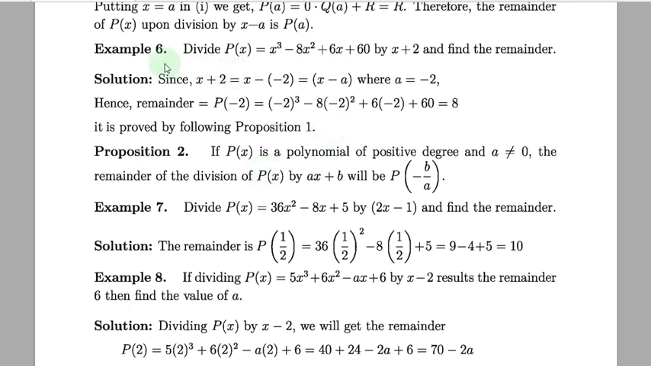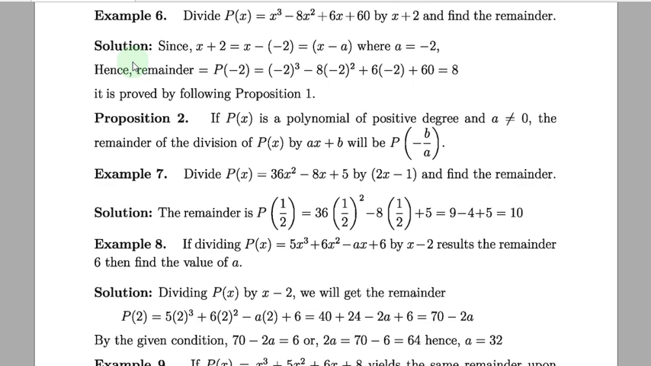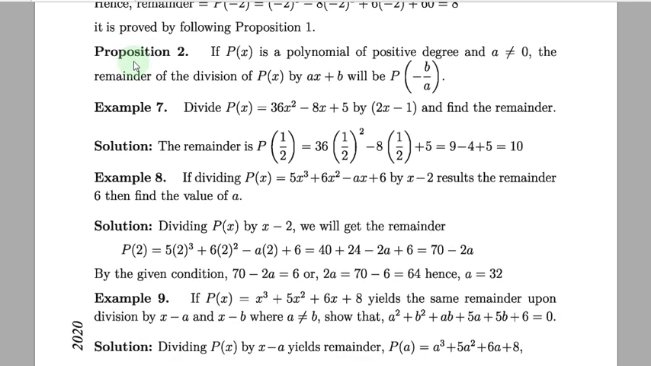Now it was your homework, the activity. In the activity there were some problems I gave you as examples. I hope all of you have done it perfectly. And now we'll discuss proposition 2.